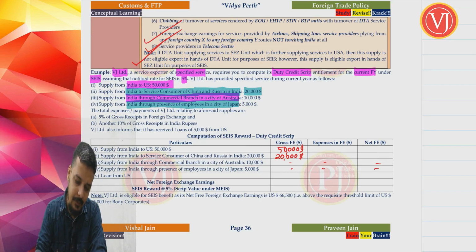Now friends, the total expenses of payments of VJ Limited related to the aforesaid supplies are 5% of the gross receipts in foreign exchange.